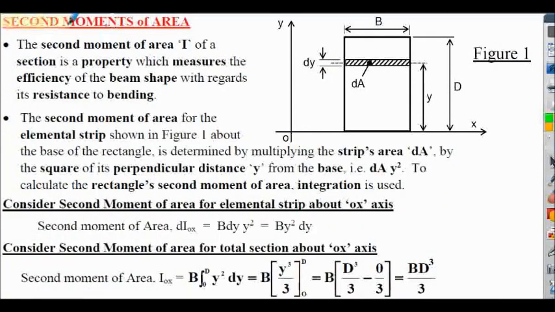Let's now introduce second moments of area. The second moment of area, usually given the symbol capital I, of a section is a property which measures the efficiency of a beam shape with regards to its resistance to bending.